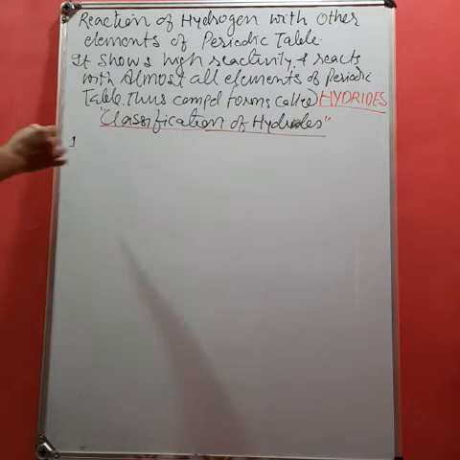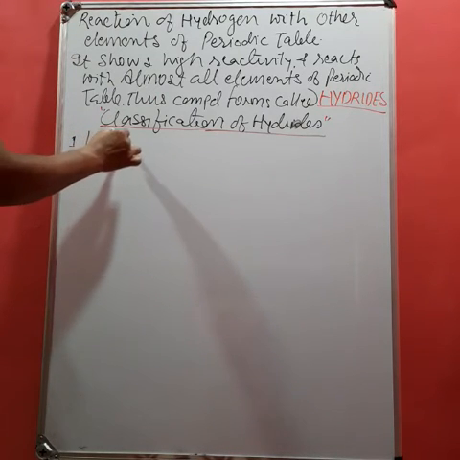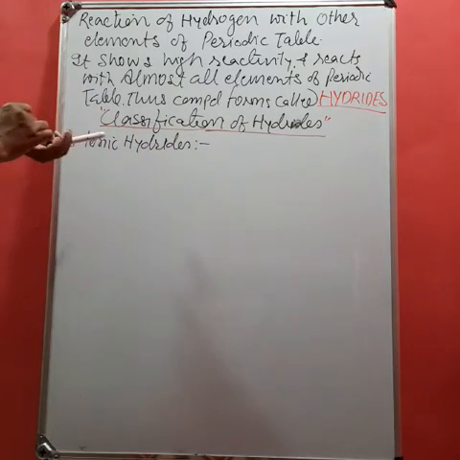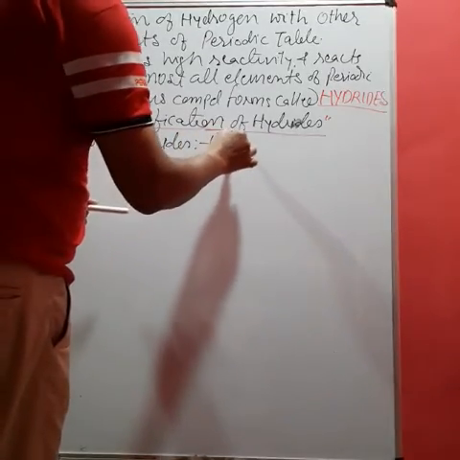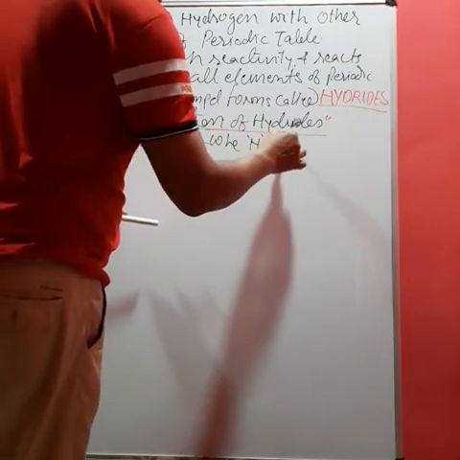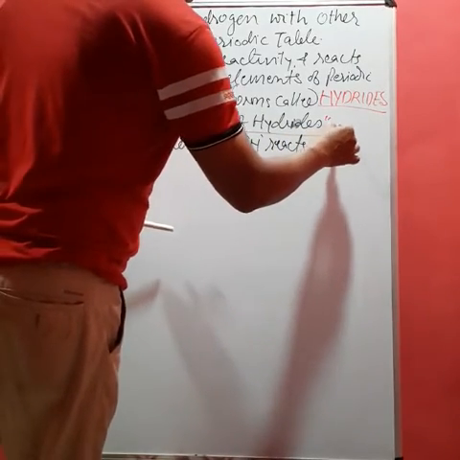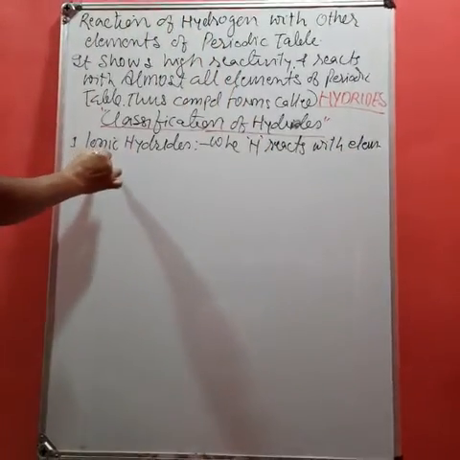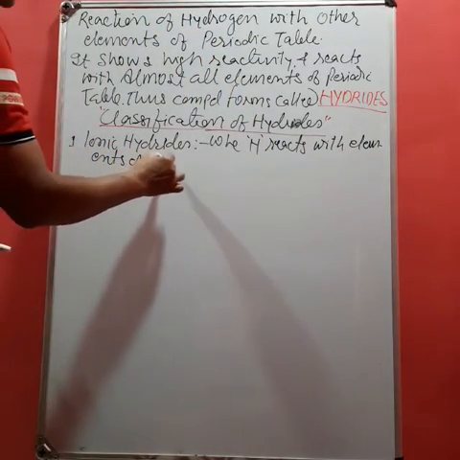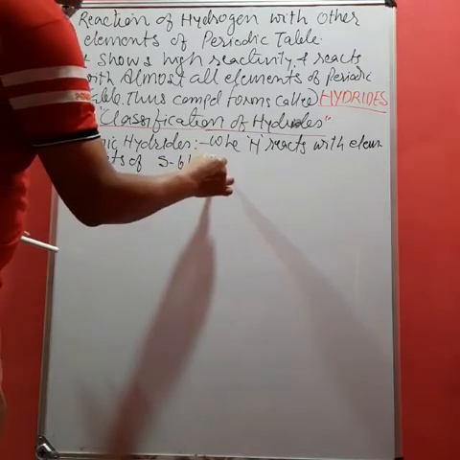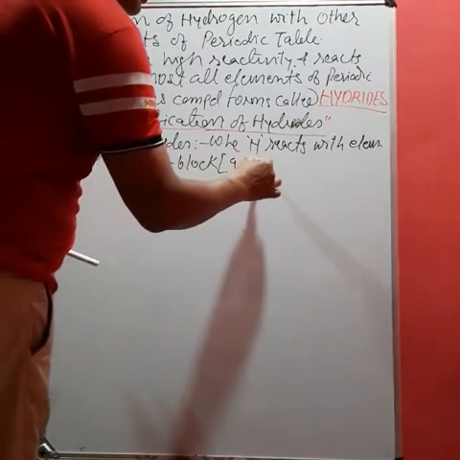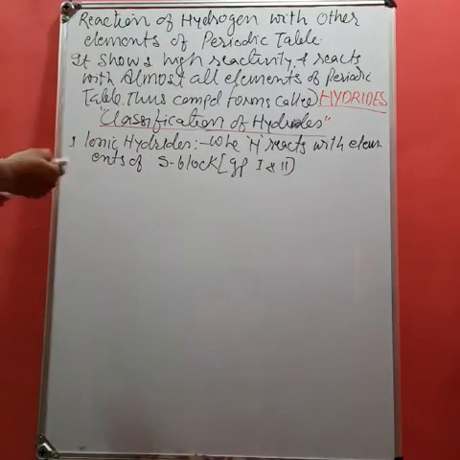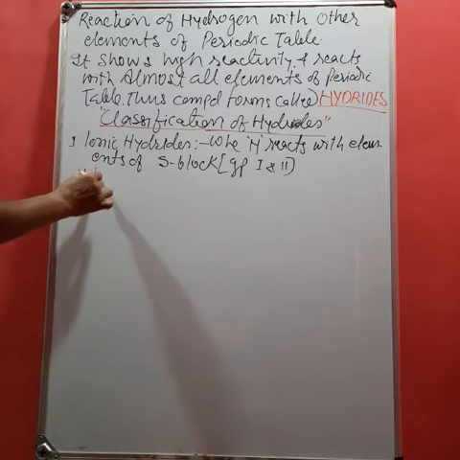First one is called ionic hydrides. How do they form? When hydrogen reacts with elements of the s block. S block means what? Group 1 and 2 elements. These are called ionic hydrides. Now, we can discuss its nature.